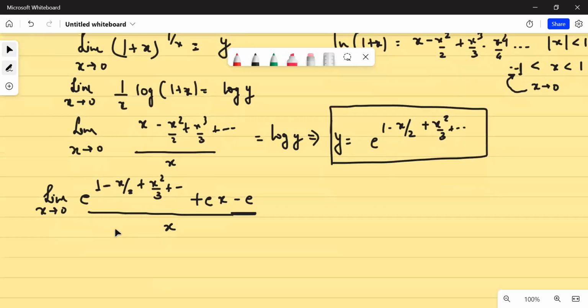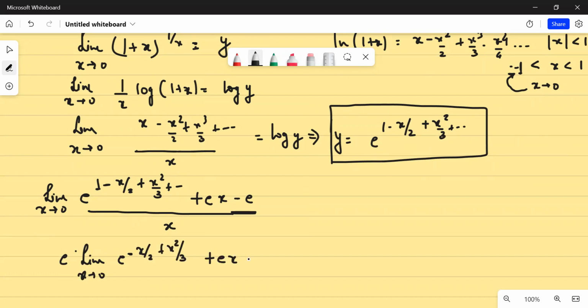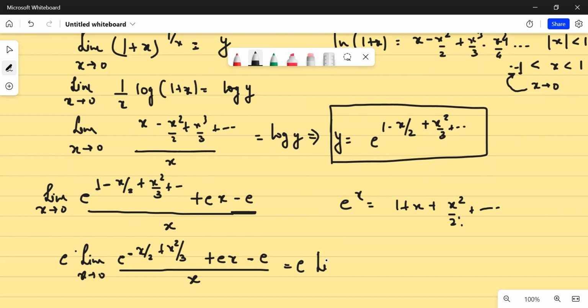And one more thing I can do is, I can take e common out from here. So I'll take e common out from everywhere. So limit x tends to 0, this is e raised to power minus x by 2 plus x squared by 3 plus ex minus e divided by x. Okay. And e raised to power x, you already know it is 1 plus x plus x square upon 2 factorial, so on and so forth. So what I'll do, e is already outside, so I'll write e outside, and this is limit x tends to 0. And what you can write here?